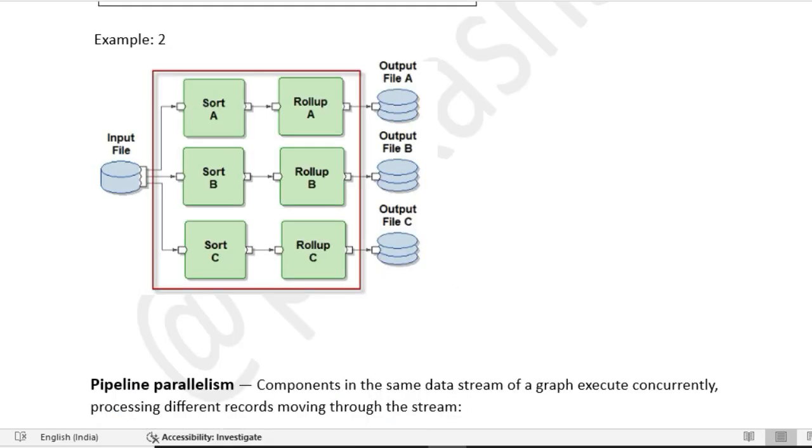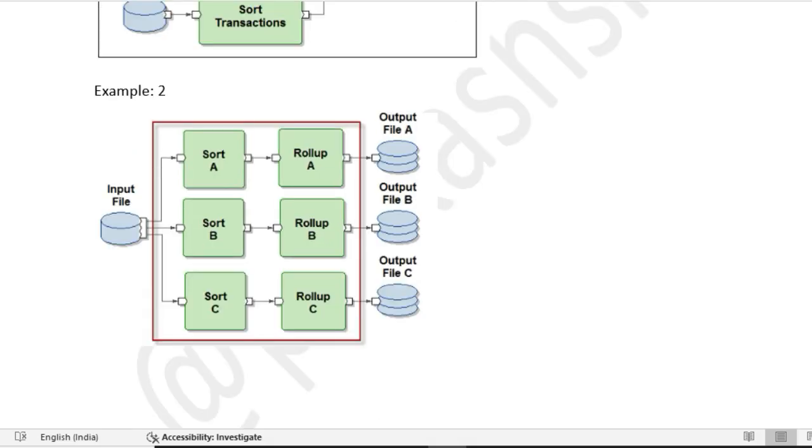I also have a second example. In the second example, you can see that I have one input, but I'm taking three flows here. All three flows have different sort keys: sort A, sort B, sort C. All three have different keys and different processes happening. This also we can call component parallelism, because we are using the sort component in three different flows, and these sort components will work in parallel. So this is component parallelism.